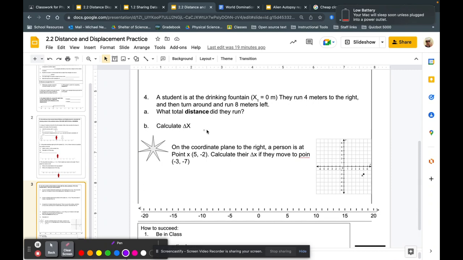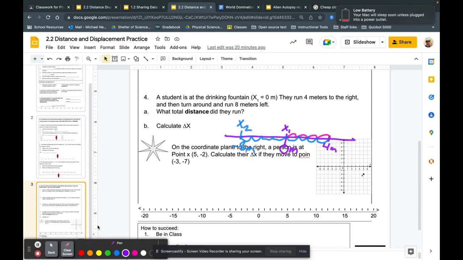To calculate the displacement in part B, it helps to draw out a number line. X sub 1 we know is at 0 meters. They run 4 meters to the right, and then they turn around and run 8 meters to the left. So if we go 1, 2, 3, 4 to the right, then running to the left, we go 8 meters. 1, 2, 3, 4, 5, 6, 7, 8. That will put x sub 2 at negative 8 meters.